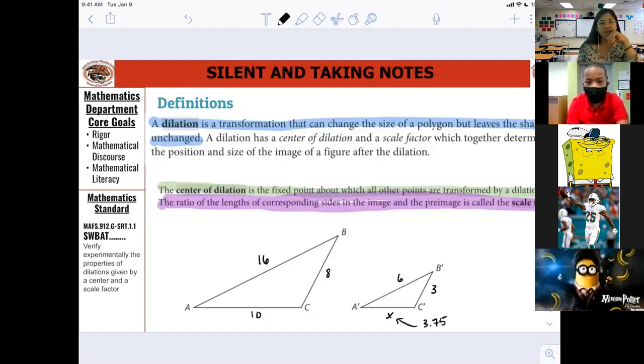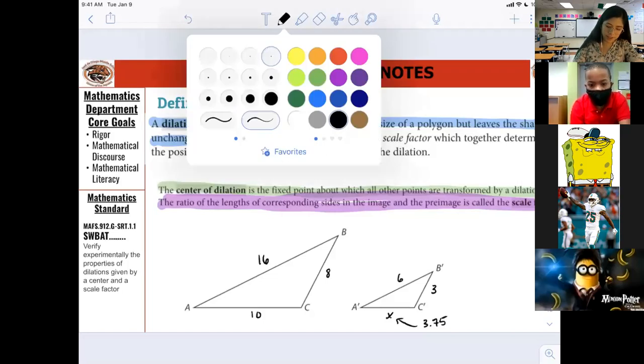That's the hard part, but 16 divided by 6 is 2.667, and 8 divided by 3 is 2.667. You divide that with 10, you get 3.75. Okay. So I'm going to summarize what he just said.